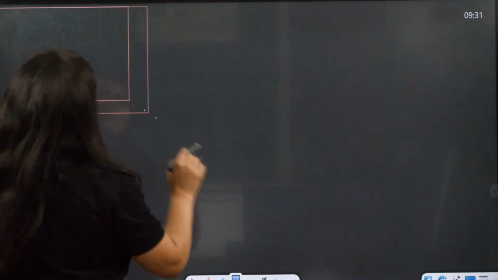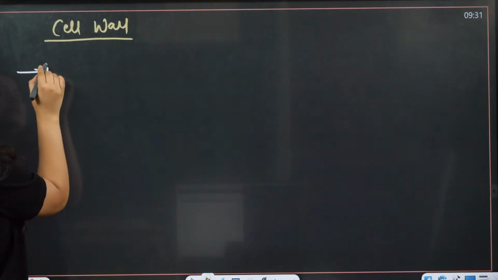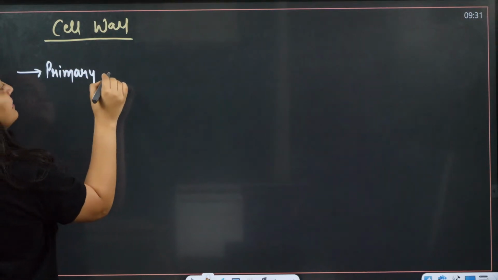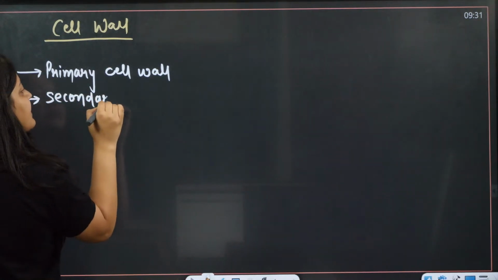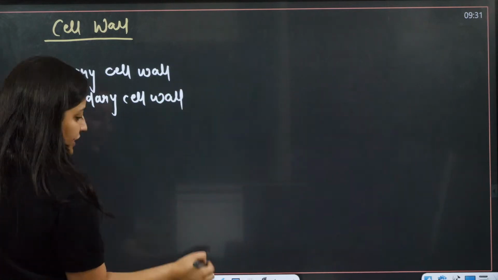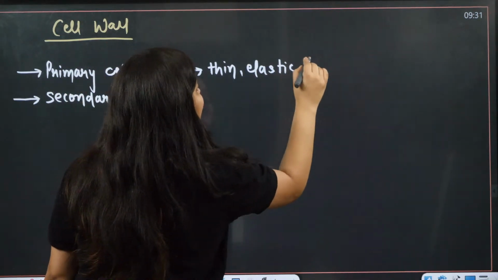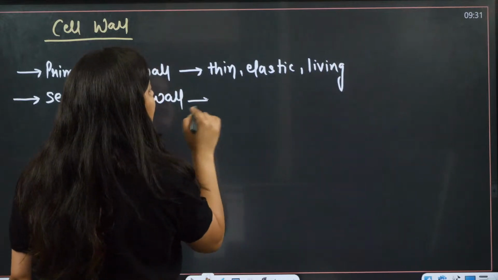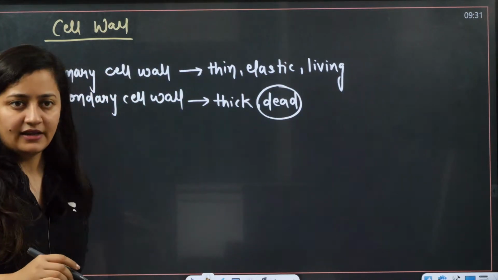Now the next part. When you talk about the cell wall, there are two things: the first is the primary cell wall, and the second is the secondary cell wall. The primary cell wall is thin, elastic, and even living. The secondary cell wall is obviously thick, and it is considered dead.